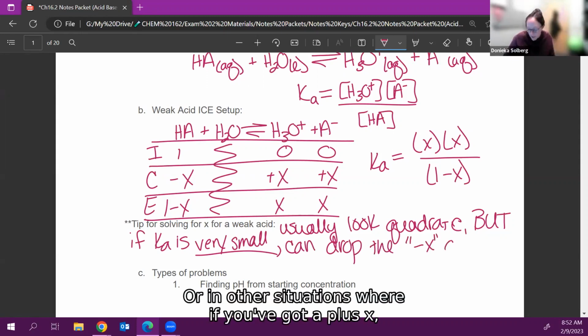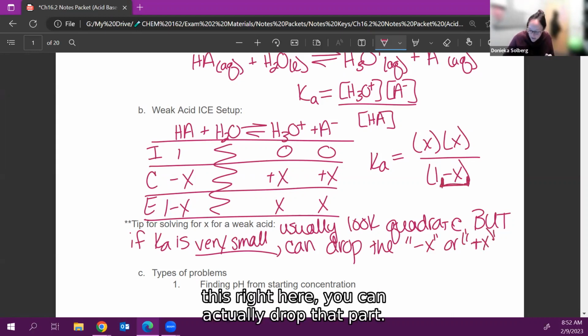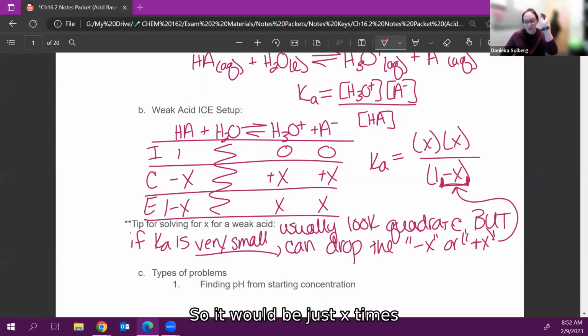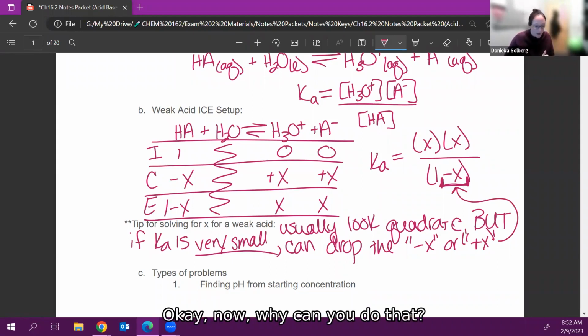Or in other situations, if you've got a plus X, but we'll use those situations later. Okay, so what I'm talking about is this right here. You can actually drop that part. So it would be just X times X over your initial concentration, which in my case is 1. Okay, now why can you do that?